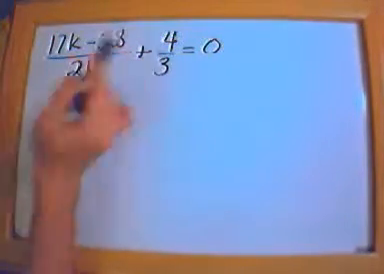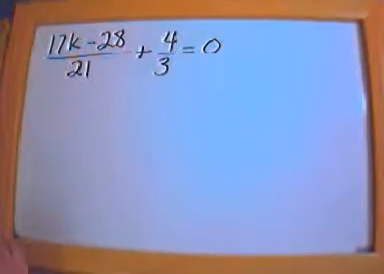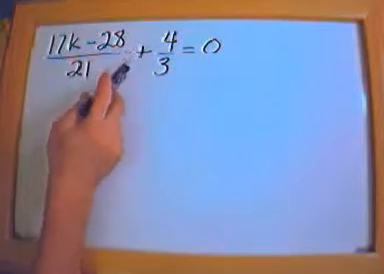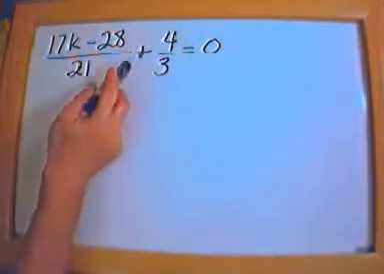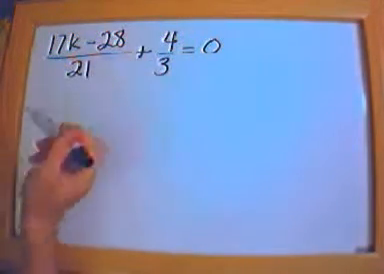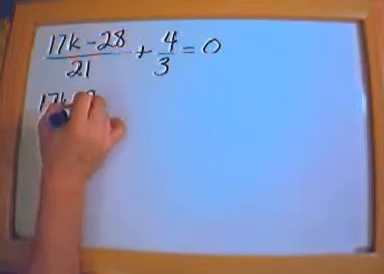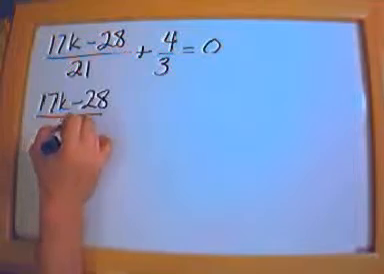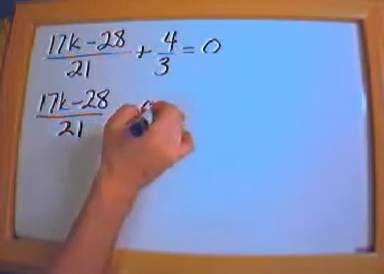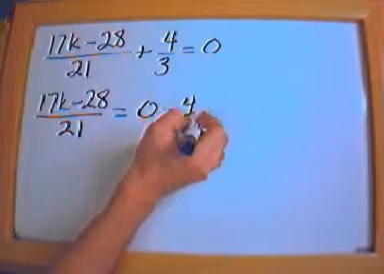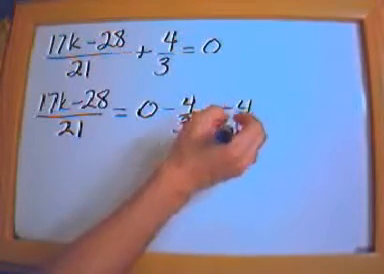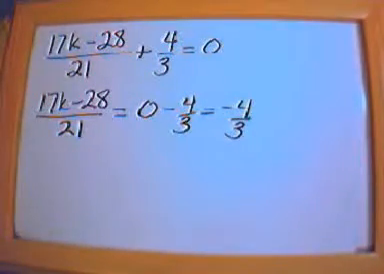So in reverse order, 4/3 is going to be the first to go. The way I get rid of that is subtracting 4/3 from both sides. I'm doing the opposite. It's being added here, so I'm just going to subtract it. So I'm going to be left with (17k minus 28) over 21 equals 0 minus 4/3, which is negative 4/3. Now, the 4/3 has disappeared from the left because I've subtracted 4/3 from both sides.